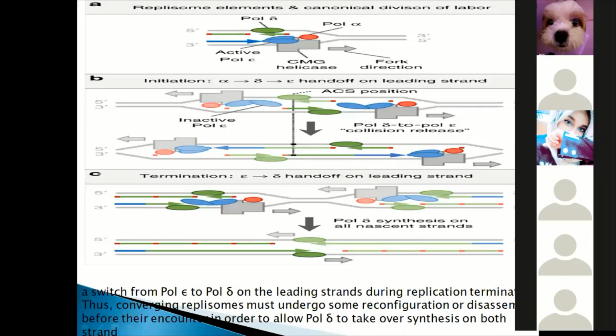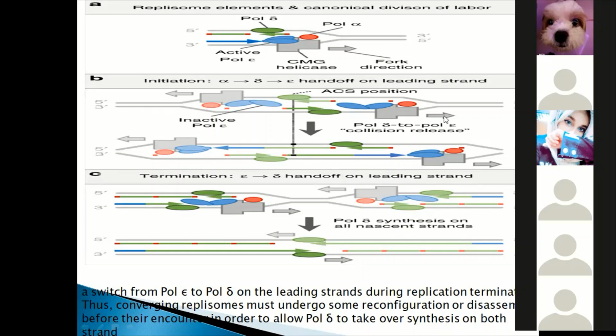So you have this replisome where you have polymerase eta, polymerase alpha, and polymerase eta. And these are the helicases. This is the fork direction, how the DNA fork is moving. Now, the process goes on like this. And there is inactive polymerase eta, then polymerase delta to polymerase eta. There is collision release and all.